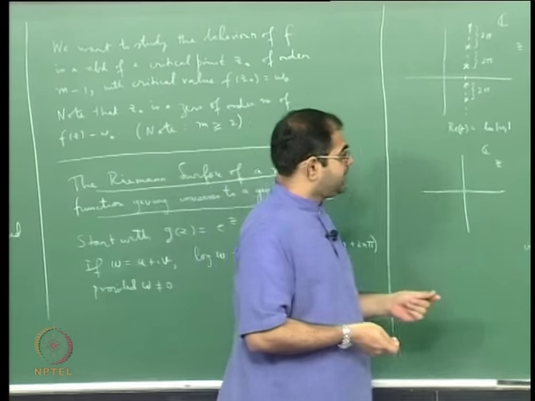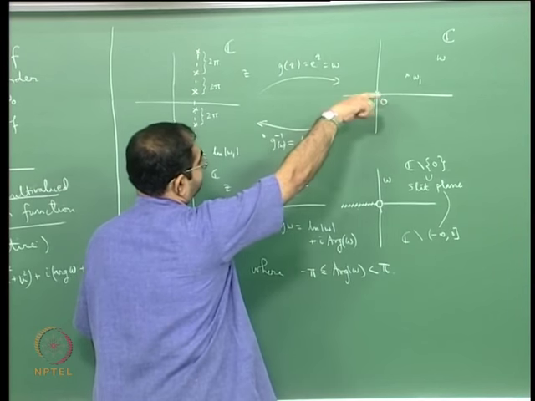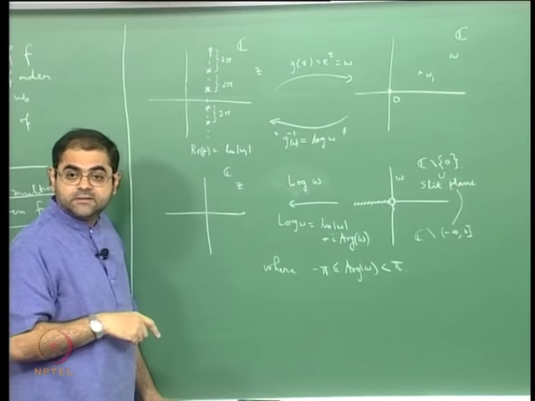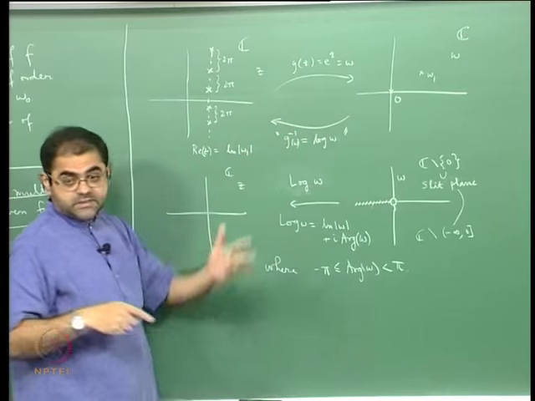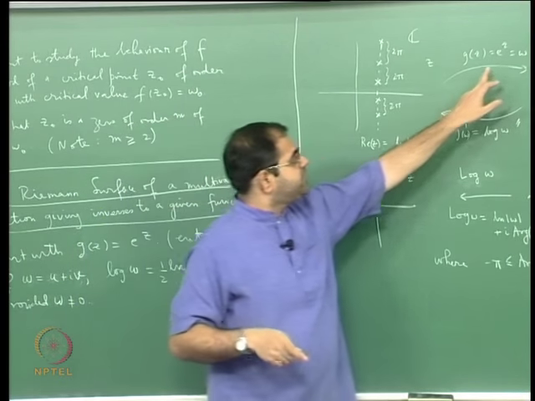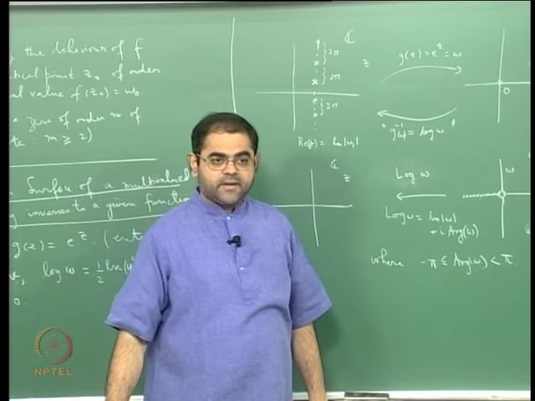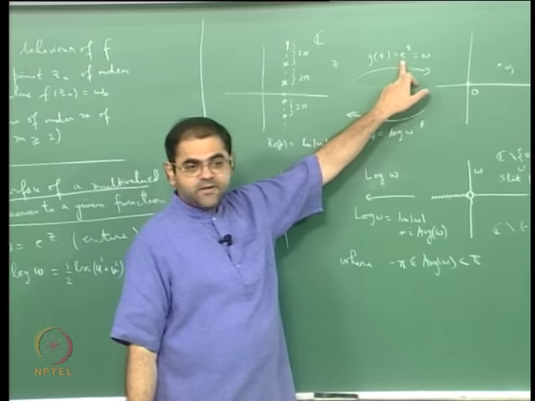And so the moral of the story is, if I take the exponential function, even though the exponential function is not 1-to-1, because if I add to z any multiple of 2n pi I, I will still get the same value when I apply the exponential.